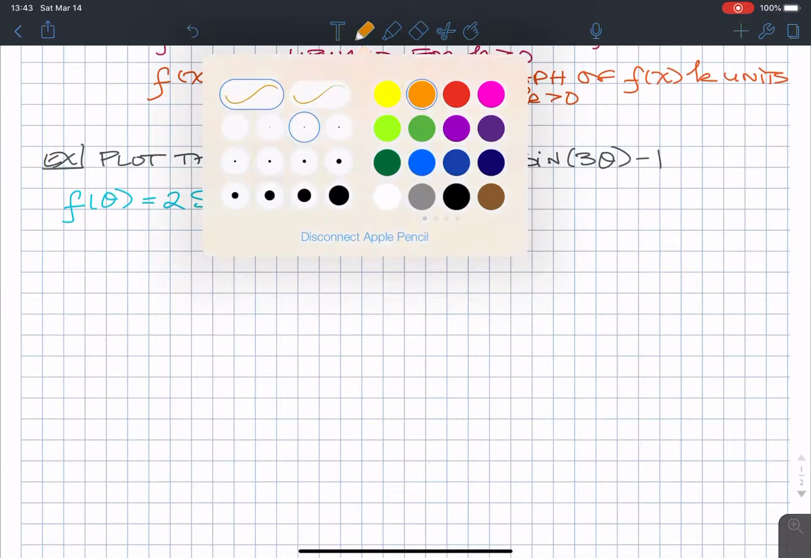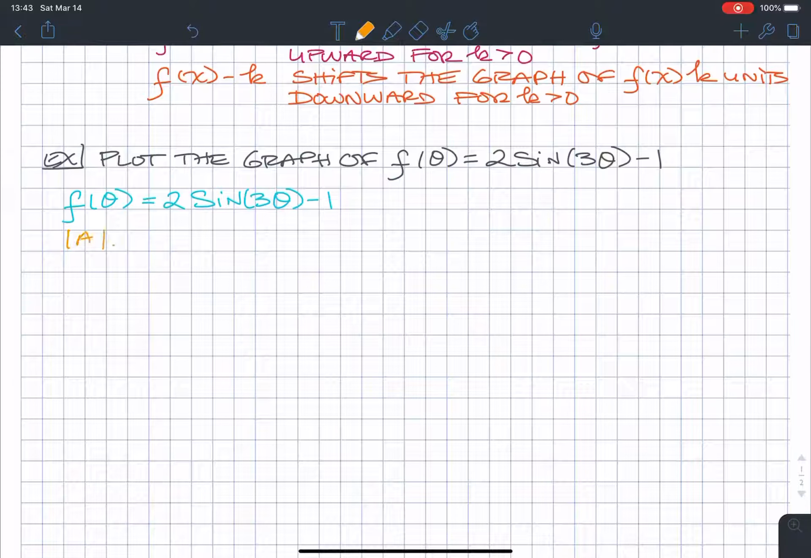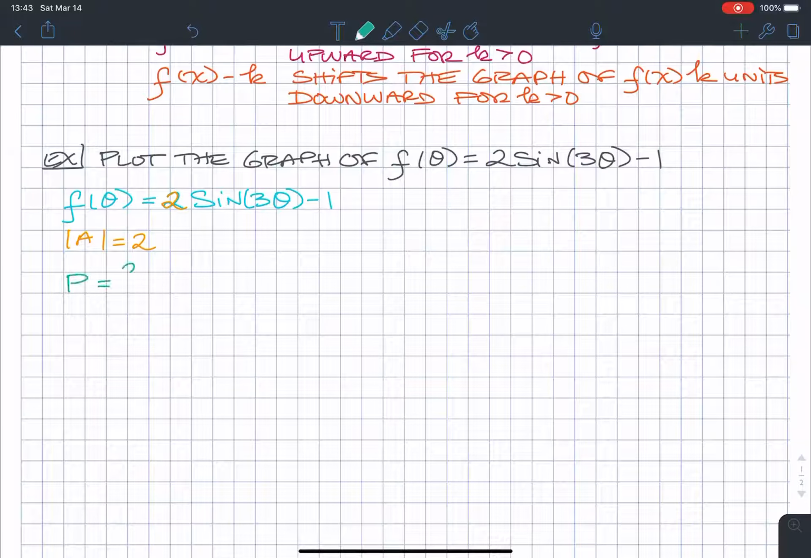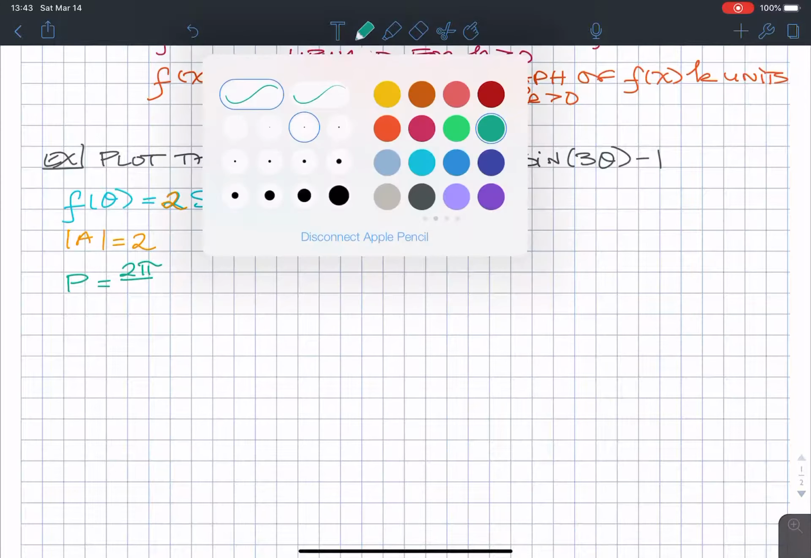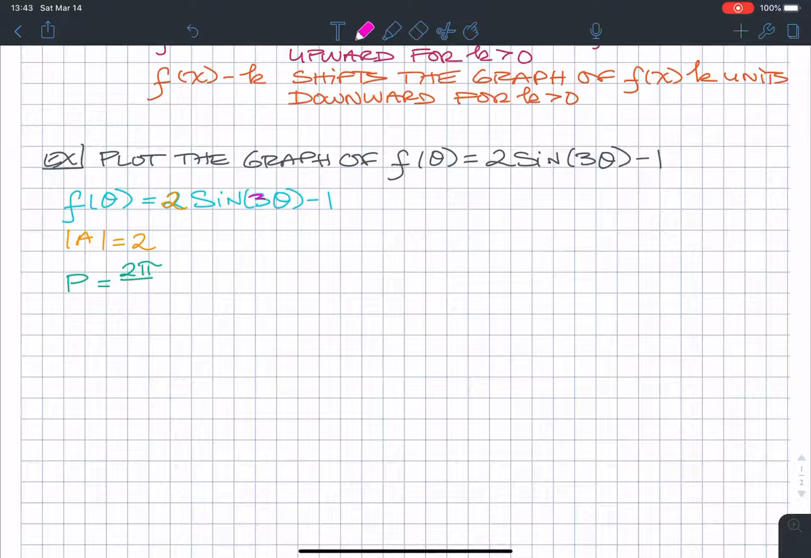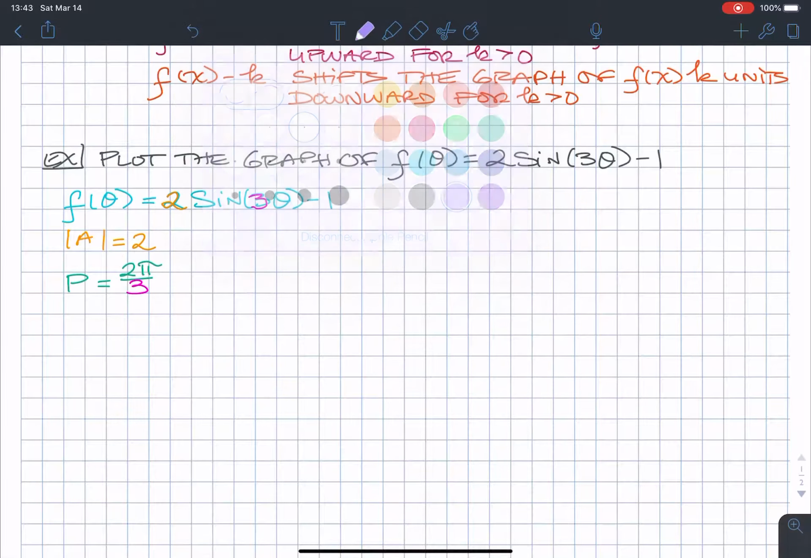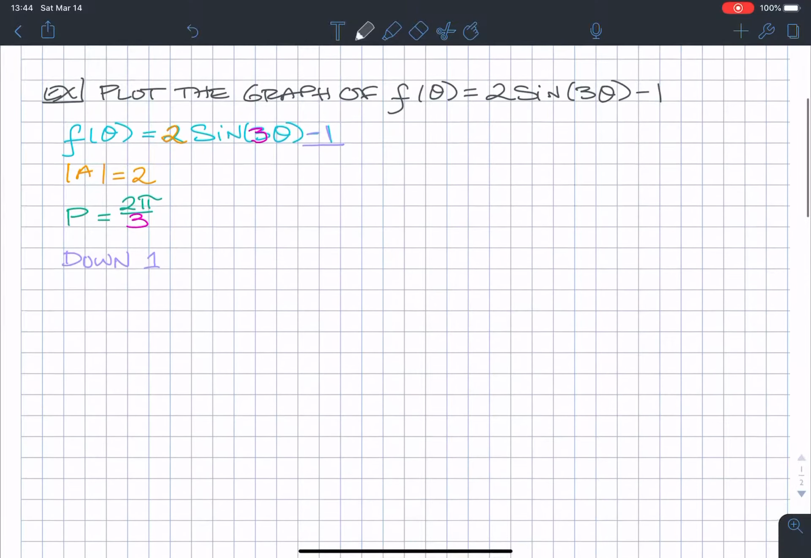So I know that my amplitude, A, is 2. That comes from here. I know that my period, P, is going to be 2 pi divided by the coefficient of theta, 3. And now I have something additional. I have minus 1, so minus 1 would be down 1. Okay, so what I'm going to do is first plot the graph of 2 sine of 3 theta, then I'll move it down.